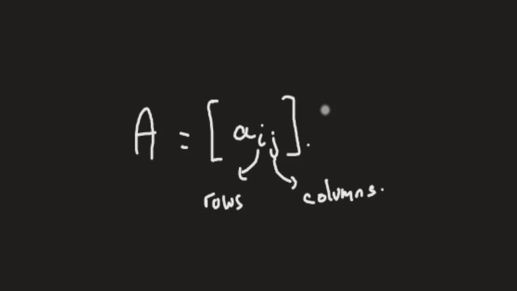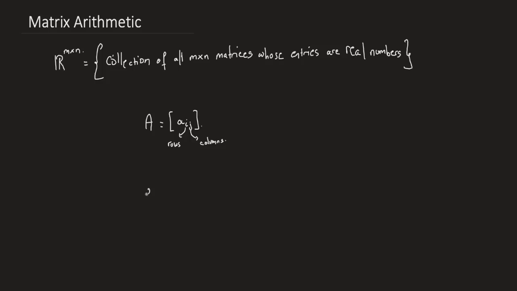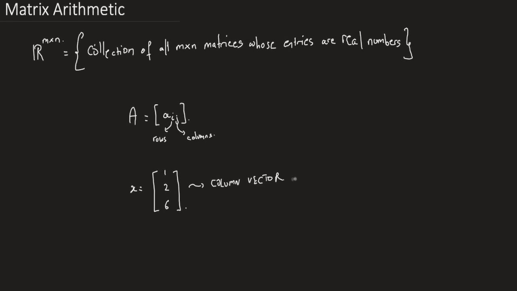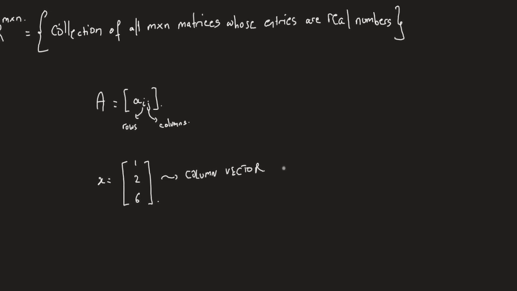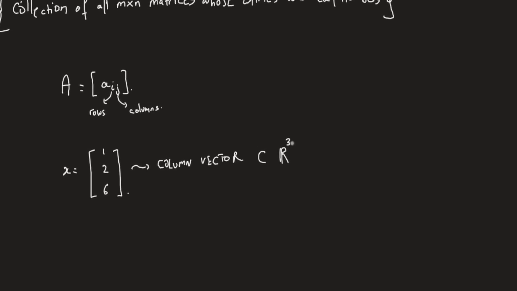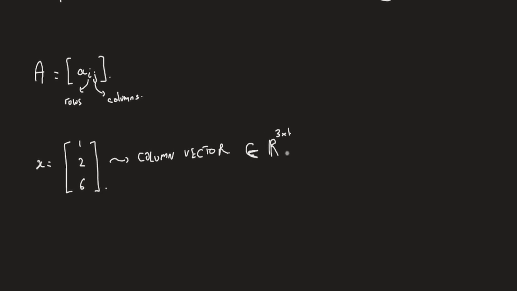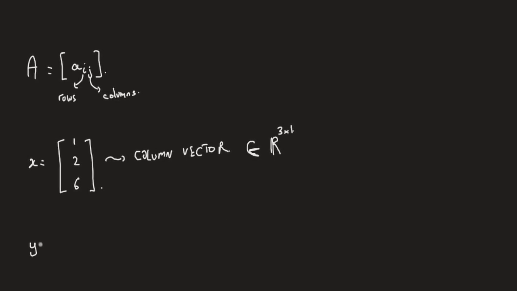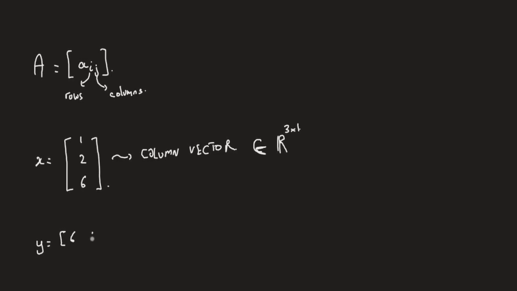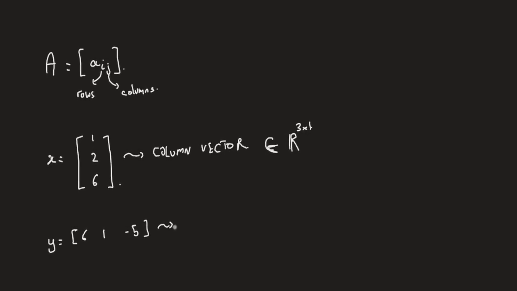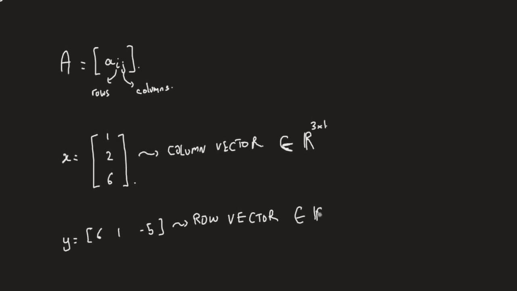Now a vector, on the other hand, is a special type of matrix. So it's with either one row or one column. So for example, if I go ahead and say x is 1, 2, and 6, then x is a column vector, right? It is a matrix of size 3 by 1, so it falls in the collection R^(3 by 1). So it belongs to that collection. When we say a vector y is, let's say, 6, 1, minus 5, this is a row vector. So this guy falls in R^(1 by 3).